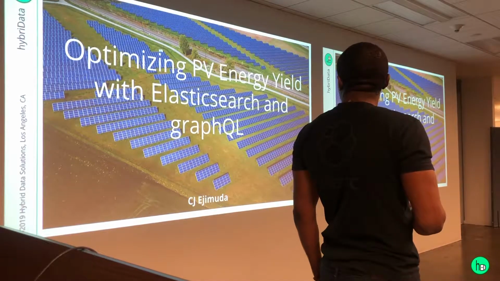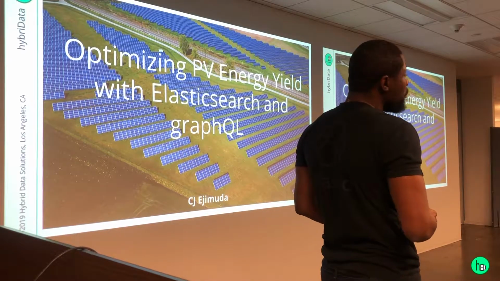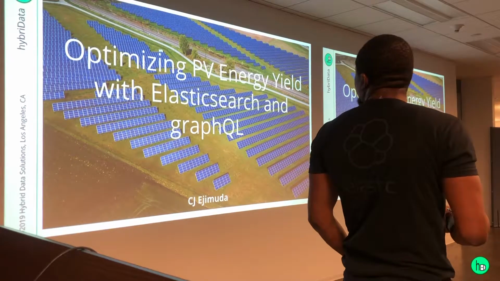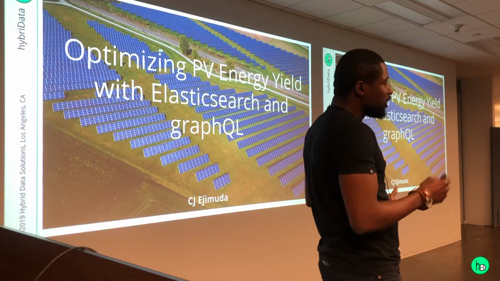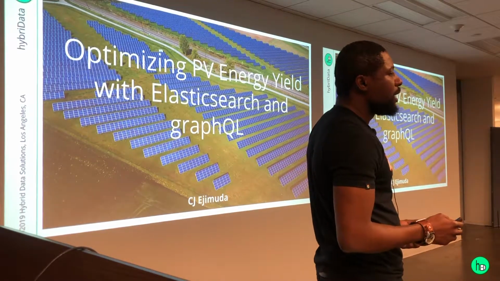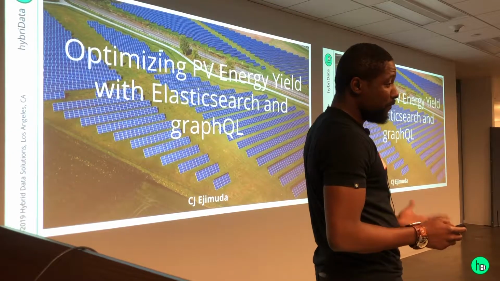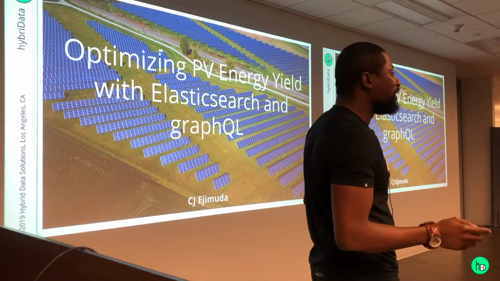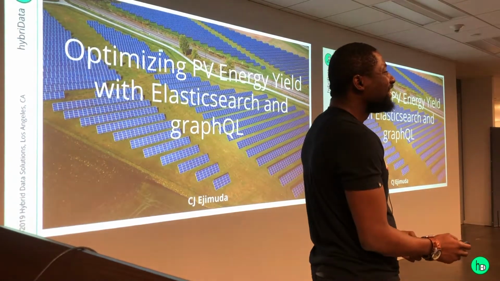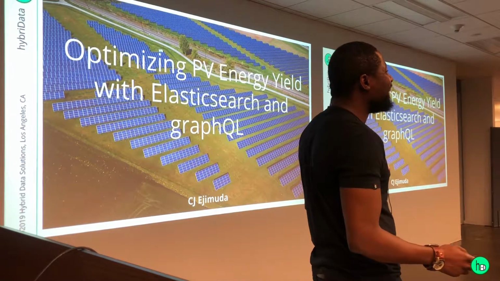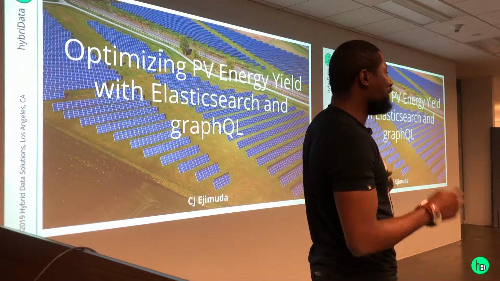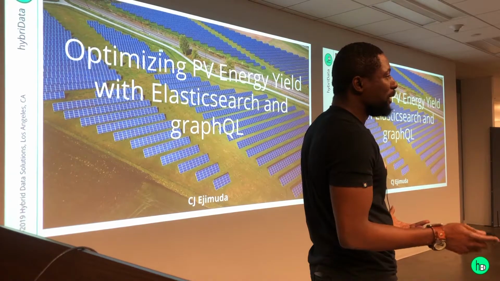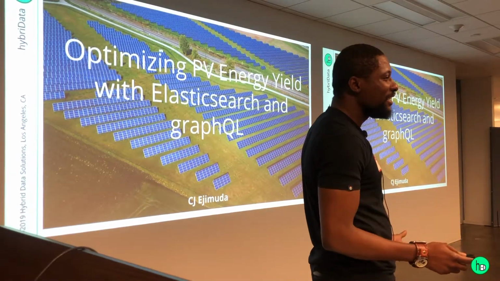What I'm going to be talking about today is optimizing photovoltaic energy yield with Elasticsearch and GraphQL. Just so I get a feel of the audience I have here, how many of you have an idea about what a photovoltaic cell is? Oh, great. Do you have some installed in your homes? Do you know if the power you're getting is coming off a PV farm or a PV system?